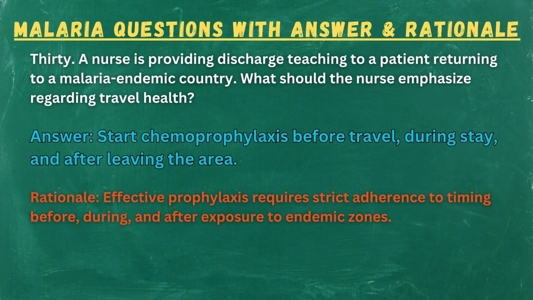30. A nurse is providing discharge teaching to a patient returning to a malaria-endemic country. What should the nurse emphasize regarding travel health? Answer: Start chemoprophylaxis before travel, during stay, and after leaving the area. Rationale: Effective prophylaxis requires strict adherence to timing before, during, and after exposure to endemic zones.